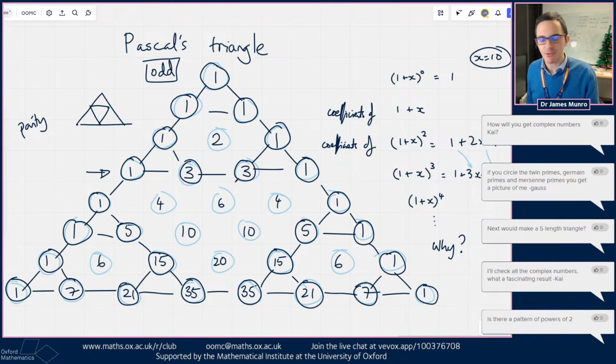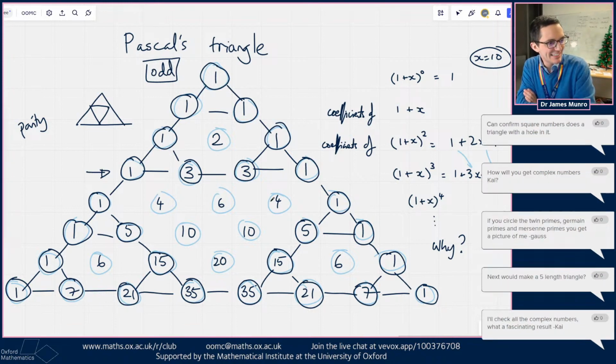I think I understand your hypothesis. If you circle the twin primes, oh my goodness. Okay, right. Square numbers, there's a triangle with a hole in it. Square numbers. Brilliant stuff. Okay, by the way, this is a fractal. Somebody said in chat it's a fractal, and the particular fractal that it is called the Sierpinski triangle.